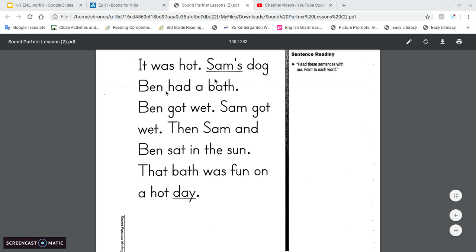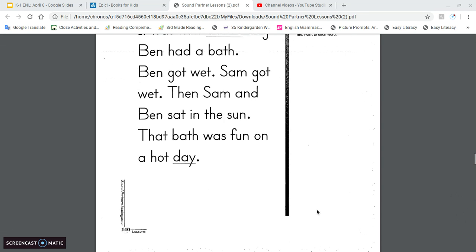It was hot. Sam's dog, Ben, had a bath. Ben got wet. Sam got wet. Then Sam and Ben sat in the sun. That bath was fun on a hot day. I really like these sentences because, again, they're practicing that TH sound and they're putting it into sentences, so your child can apply that sound and just further practice.